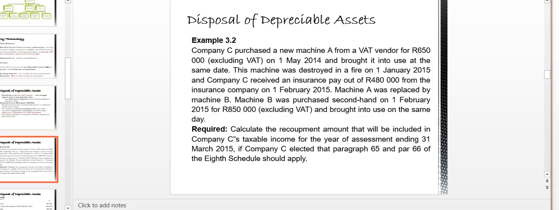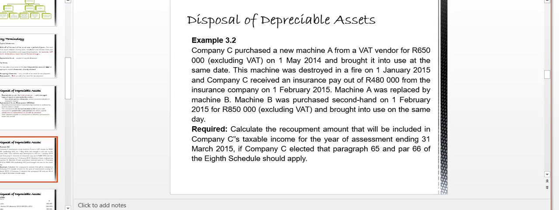So having a look at a quick example. We've got Company C, which purchased a new machine A from a VAT vendor for 650,000 Rand, excluding VAT, on the 1st of May 2014 and brought it into use on the same date. This machine was destroyed in a fire on the 1st of January 2015, and Company C received an insurance payout of 480,000 Rand from the insurance company on the 1st of February 2015.